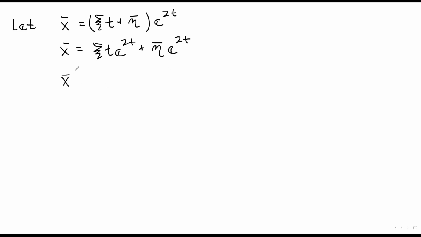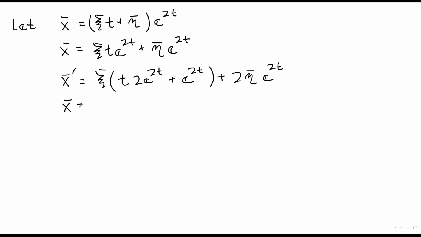Then if you do that, x prime is going to equal xi t times 2 e to the 2t plus xi e to the 2t plus 2 eta e to the 2t. We can clean this up. This is 2 xi t e to the 2t plus xi e to the 2t plus 2 eta e to the 2t. All right, and that gives us our derivative.